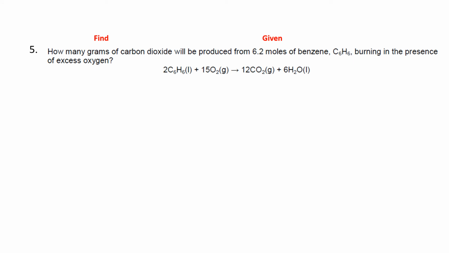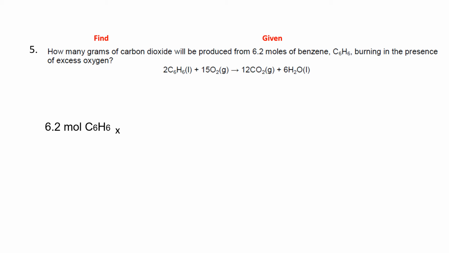And so with mixed stoichiometry problems, it's really important to be able to identify what you're given, where you start, and then what you need to find, where you need to end up, because they all require different steps based upon what you're given and then what you're trying to find and where you're trying to end. And so it's important to label those things before you start. 6.2 moles of benzene is what we're going to start with.